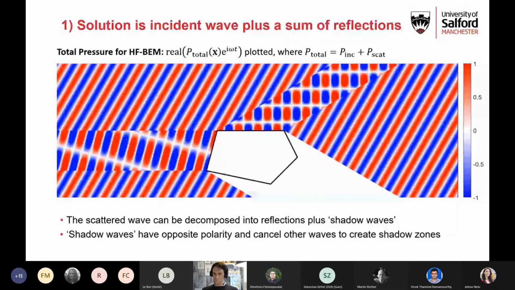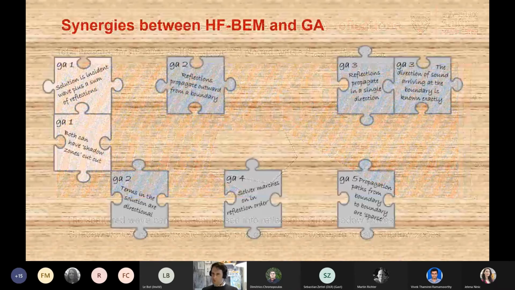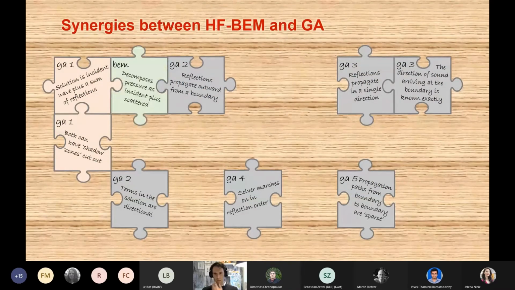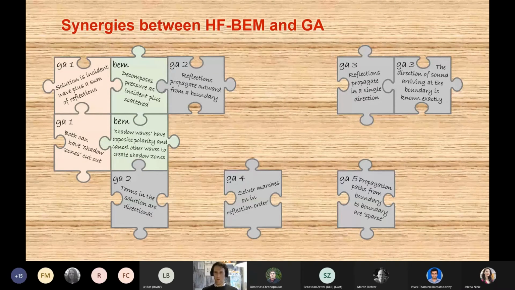So going back to our jigsaw, you can see that boundary element method decomposes pressure a little bit differently into incident plus scattered. But actually what we get is we still get these shadow zones, but they're caused by shadow waves with opposite polarity that cancel out other waves and create these shadow zones. Okay, so that's our first little match.